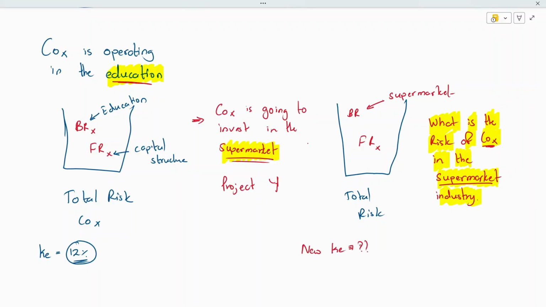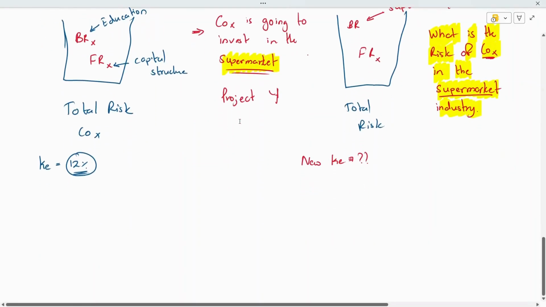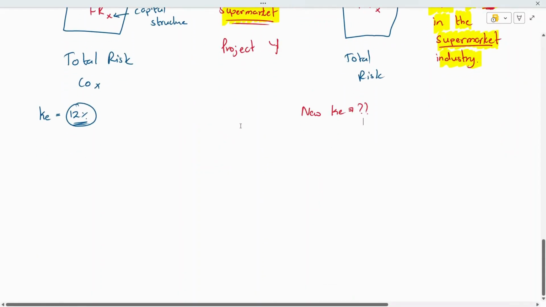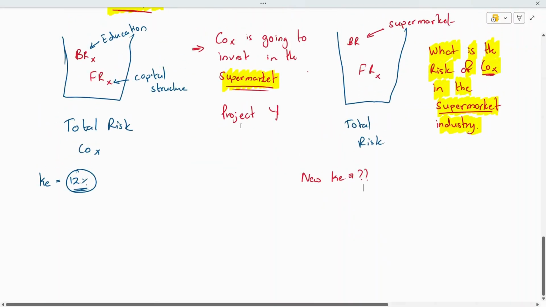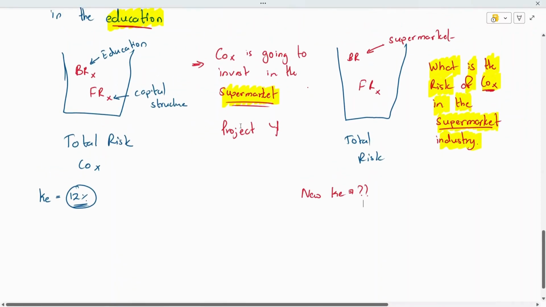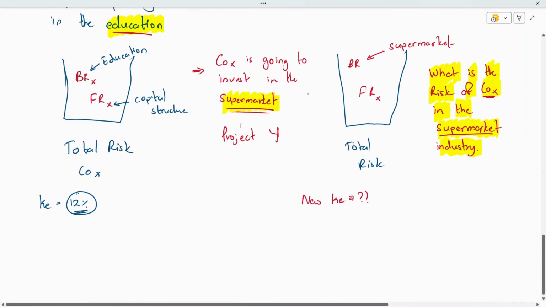Why? If the level of risk is changing, ideally the level of return expected has to change. So we need to calculate what is this new level of return. How are we going to do that? That is a very good question, which we are going to learn. That is why I am here. So first things first, there are a couple of things which you have to remember.